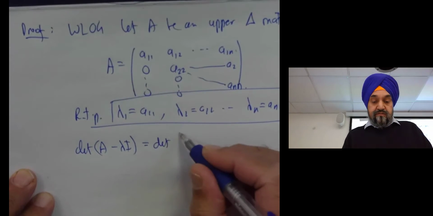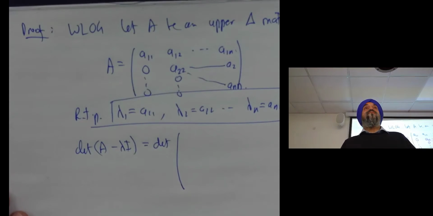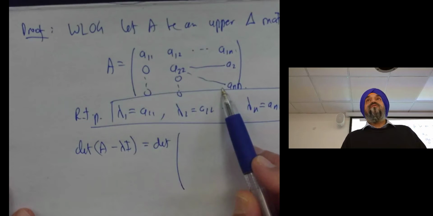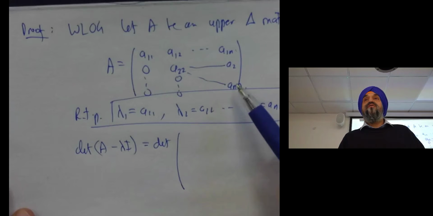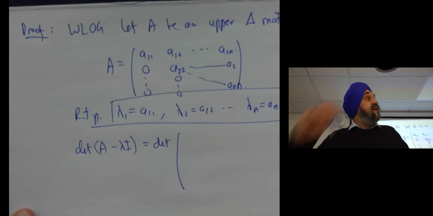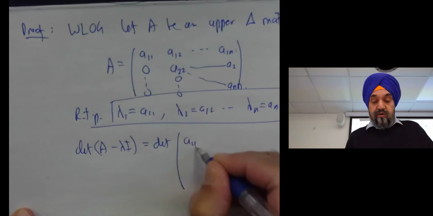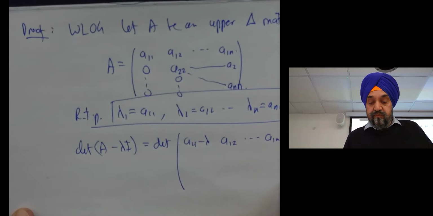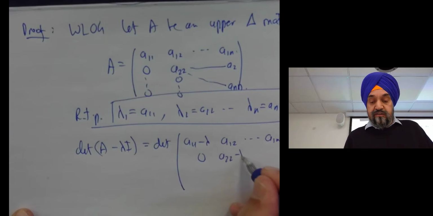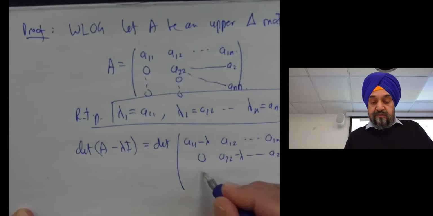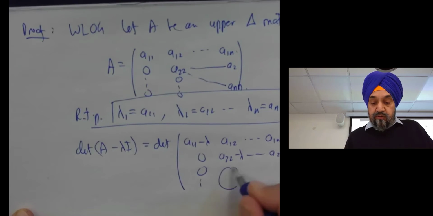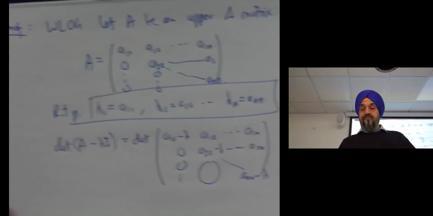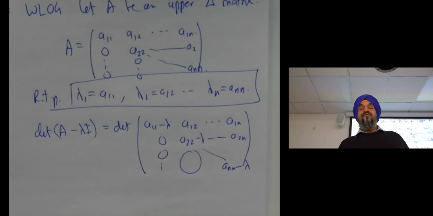Determinant of what? What do we get? It's the same matrix, isn't it? The same matrix, but with minus lambda on the leading diagonal. So it's going to be A11 minus lambda, A12, all the way to A1n. Then 0, A22 minus lambda, up to A2n, then 0, 0, all the way to Ann minus lambda. That's what that's equal to. So what's the determinant of that matrix?